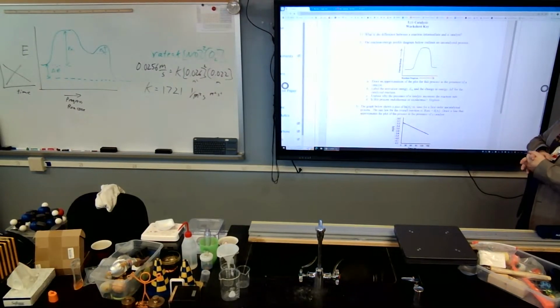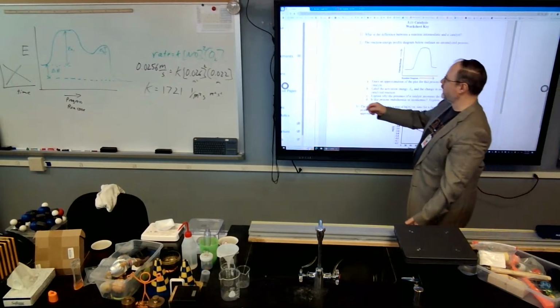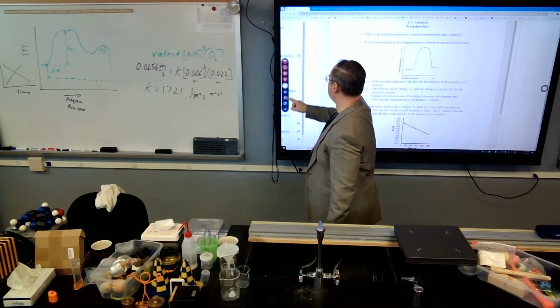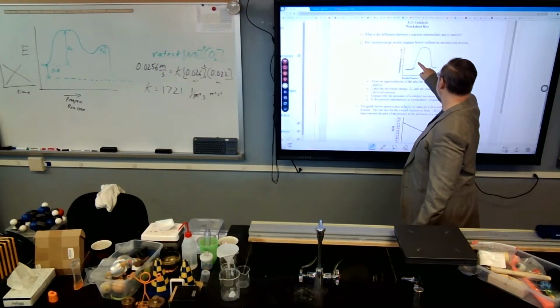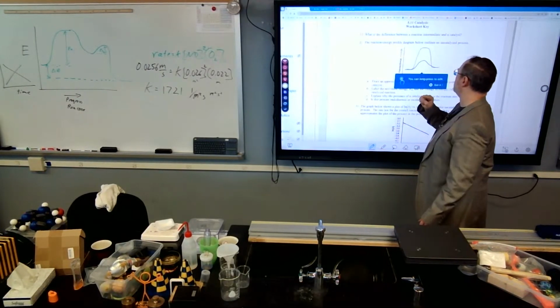Okay, so there's an intermediate paragraph. Draw an approximation for the plot for the process of a catalyst. So what they're going to look for if you get this is, does it start and end at the same place? But is your EA smaller? It's basically a 2-point exercise: does it start at the same place? Does it end at the same place? But is the hump smaller?